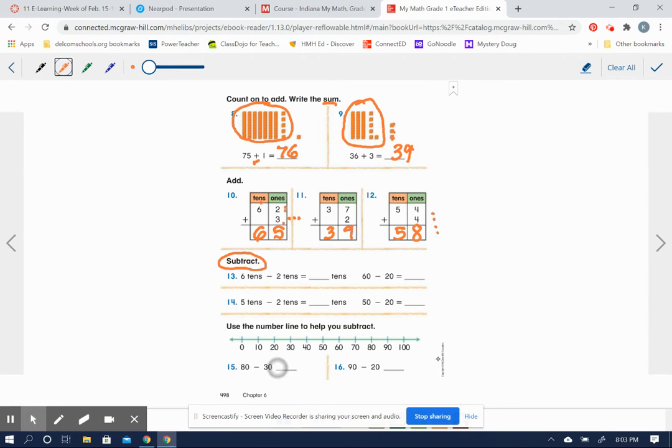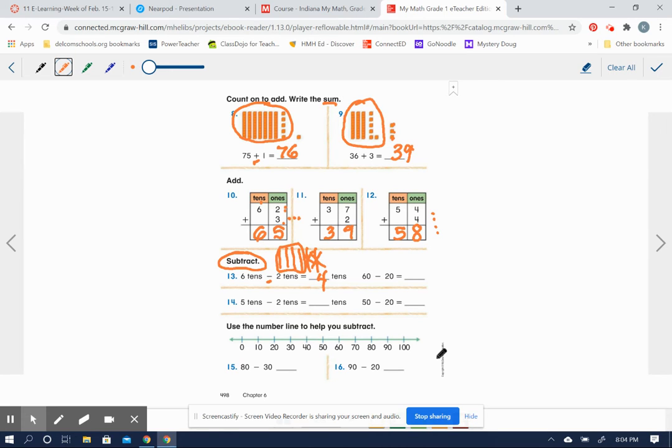Now we are ready to subtract. Okay. We're taking away. We're using a minus sign there. Okay. 6 tens minus 2 tens equals how many tens? So if we had 6 tens, I'm just drawing sticks. Okay, 1, 2, 3, 4, 5, 6 tens minus 2 of them. Take 2 of them away or put an X on 2 of them. How many of them are left here? 4. Oh, I didn't leave any room for that, did I?